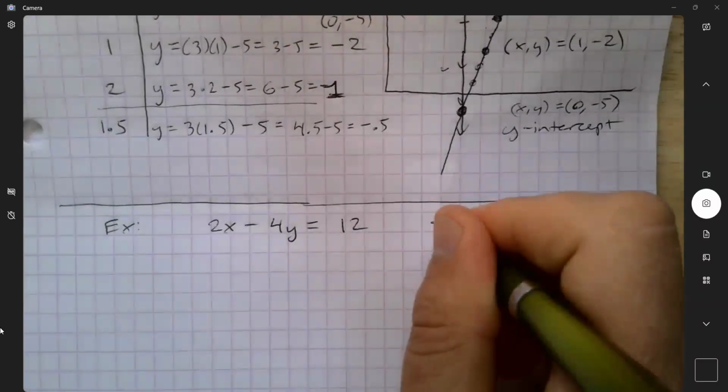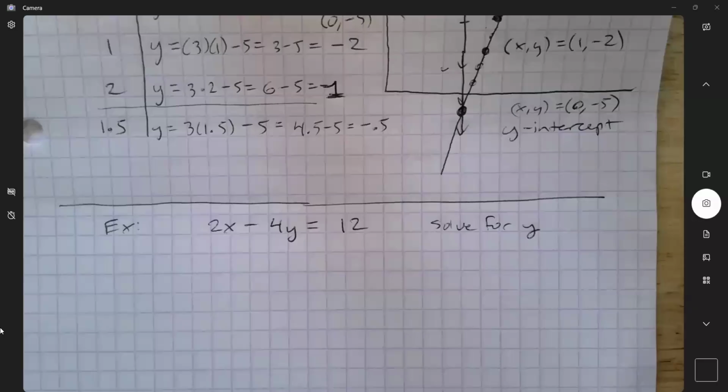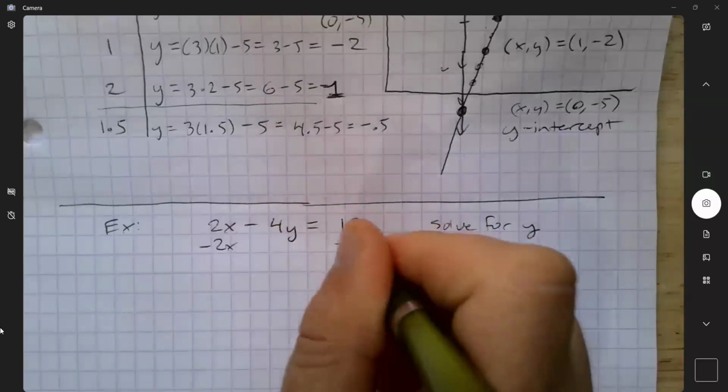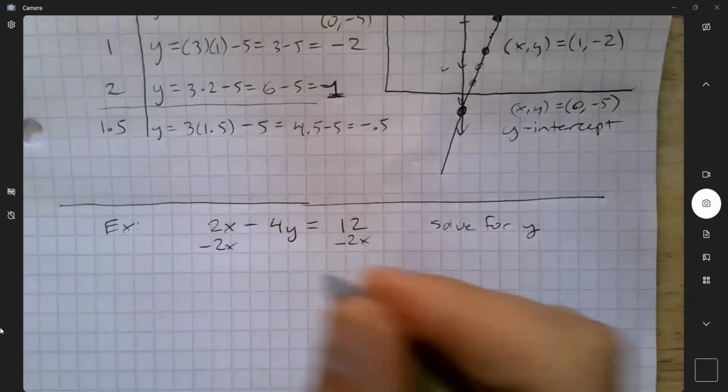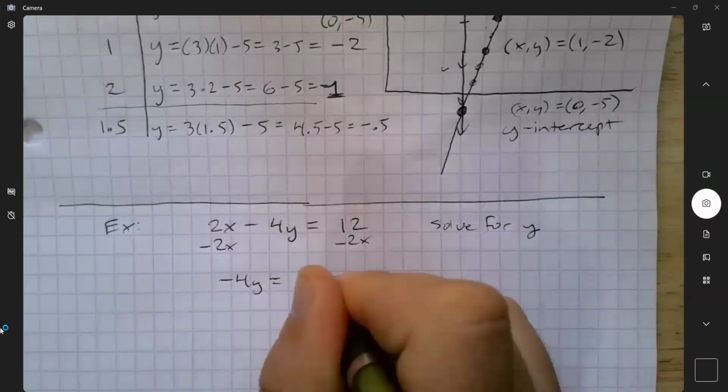So the first thing I'm going to do is solve for y, and that's a skill we practiced in chapter 2. Get all the y's by themselves. So to do that, subtract 2x from both sides. And we have minus 4y equals negative 2x plus 12.